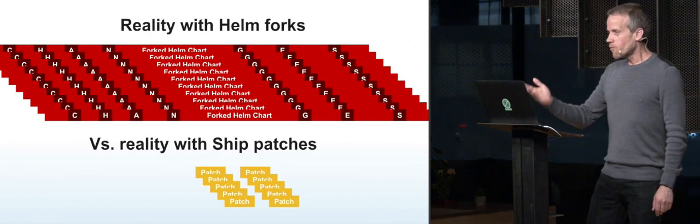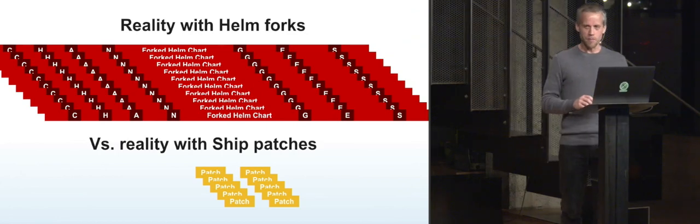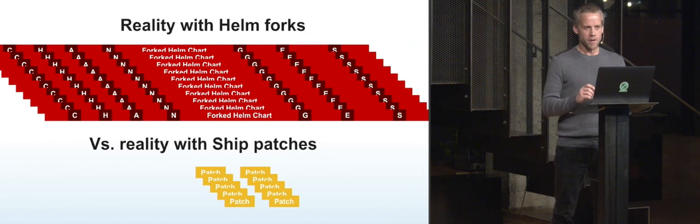So the reality with Helm forks was that you ended up with all of this YAML that you have to take under management. The reality with Ship patches is you end up with still just these little patches that you have to maintain, only the parts that you changed. So instead of assuming 10,000 lines of a Prometheus Helm chart just because you wanted to change 5 things, you might only have a dozen lines of YAML that you have to maintain now.